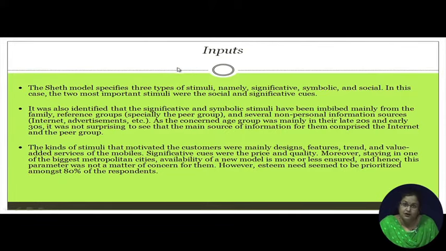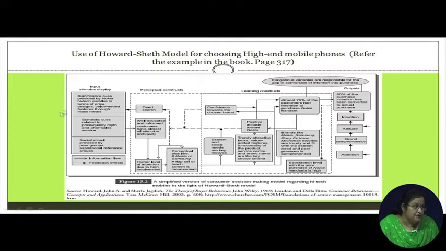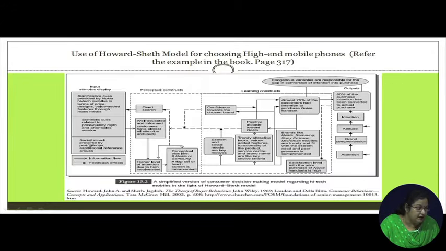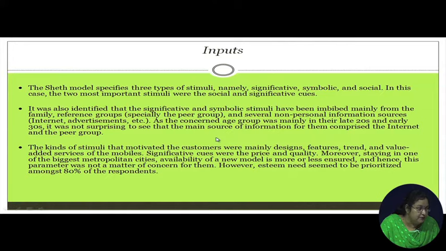It may be other things also, it may be only the marketer driven stimuli having more influence on the customer, that can also happen, but in this particular research it came out that it is this particular stimuli, that is the peer pressure, which is acting as the most important source of information. Anyway, this kind of stimuli that motivated the customer and the other kinds of stimuli that motivated the customers were designs, features, trends, value added services of the mobile.